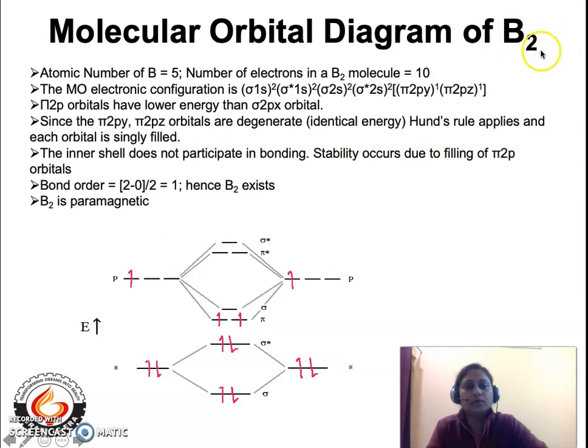Now let us come to the boron molecule. Boron has an atomic number of 5. So the total number of electrons in a boron molecule is 10. Now again, we consider only the valence electrons.